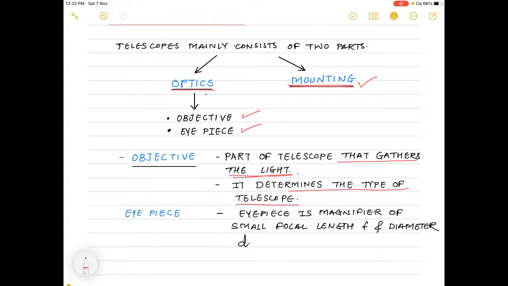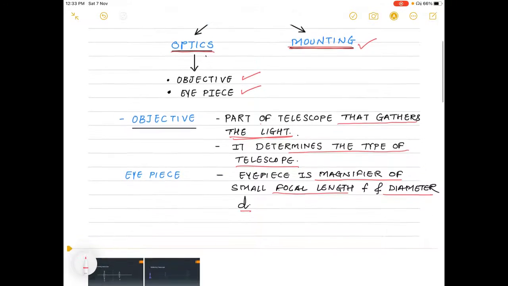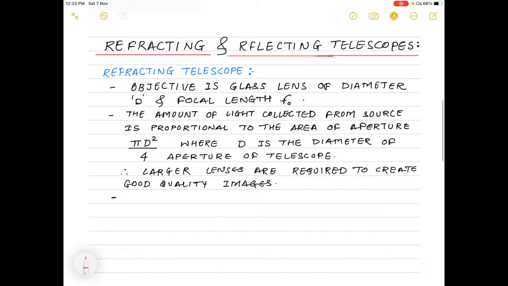Now what is an eyepiece? Eyepiece is a magnifier of a small focal length and small diameter d. The eyepiece is towards the observer. Through the eyepiece an observer is able to observe those objects which are very far away from us. So we have seen that in optics there are two main optical instruments which make a telescope, an objective and an eyepiece. Depending upon the different types of objectives, there are two types of telescope. One is the refracting telescope and the second one is the reflecting telescope.